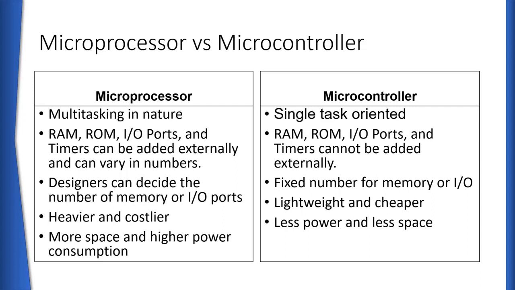External support and external memory of I/O ports make a microprocessor-based system heavier and costlier. Microcontrollers are lightweight and cheaper than the microprocessor. External devices require more space and their power consumption is higher in the case of a microprocessor, while a microcontroller-based system consumes less power and takes less space.